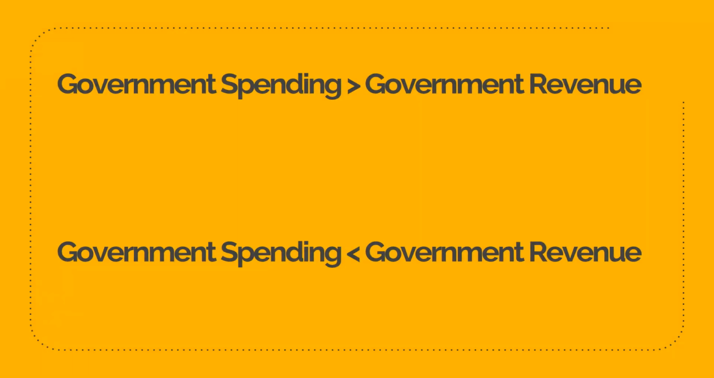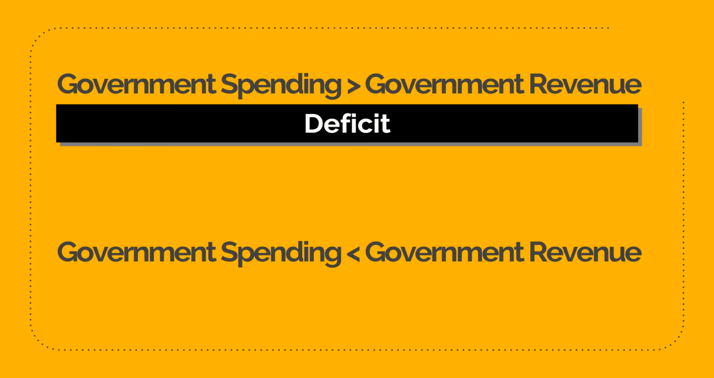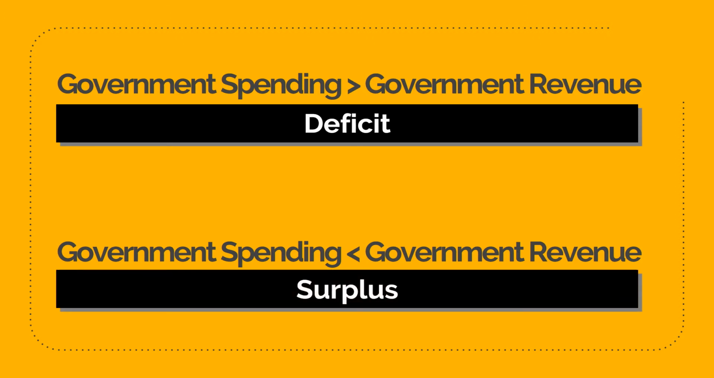So the basic definitions here are that when government spending is greater than government revenue, we have a deficit. We are spending more than we are bringing in. In essence, when government spending or expenditures are greater than the tax revenue coming in, we have a deficit. Likewise, if government spending is less than government revenue, then we have a surplus. When the spending is less than what we're bringing in, we're bringing in more than what we actually need, and we have a surplus in this situation.